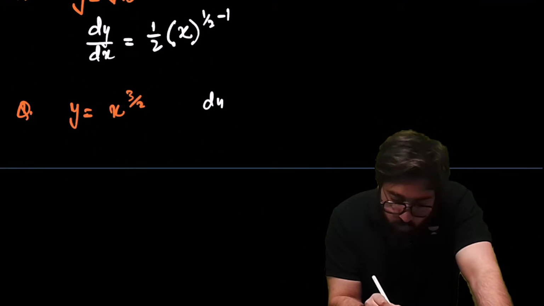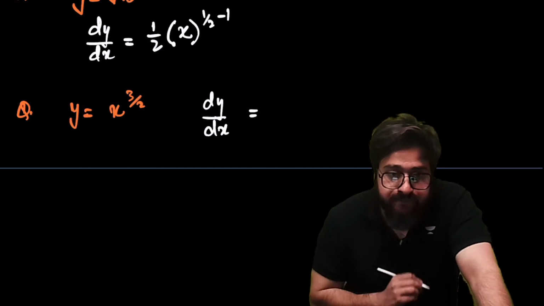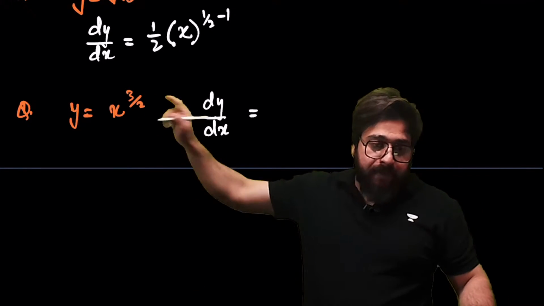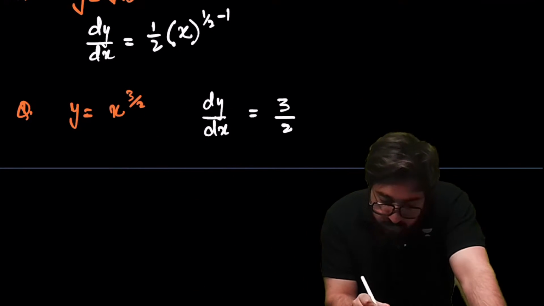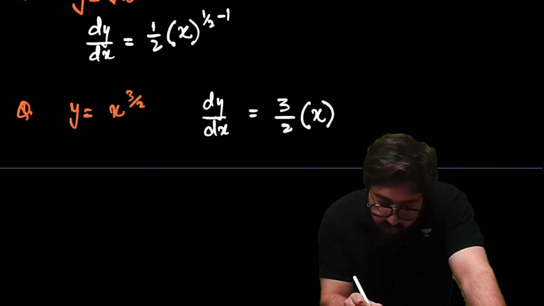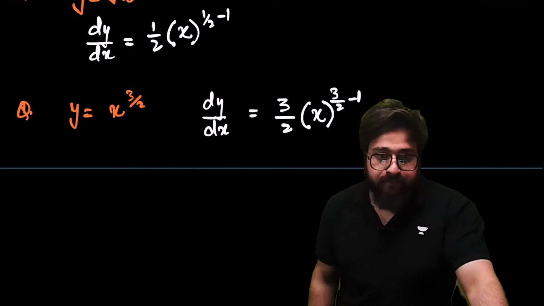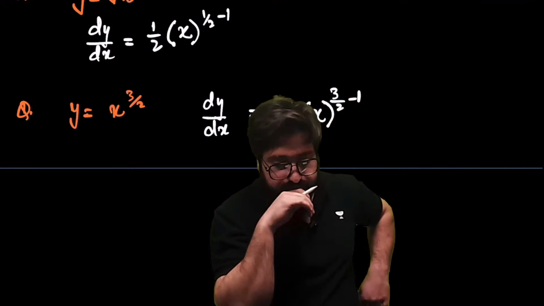In this case, what is the value of dy by dx? That is power down. The power is 3 by 2, so this is 3 by 2 down. Then we say x raised to the power 3 by 2 minus 1. Power down, power minus 1.